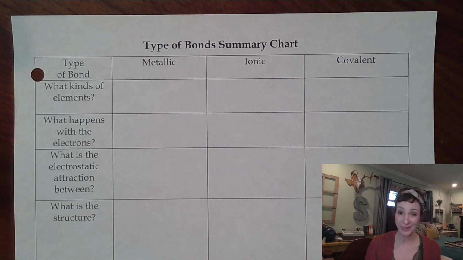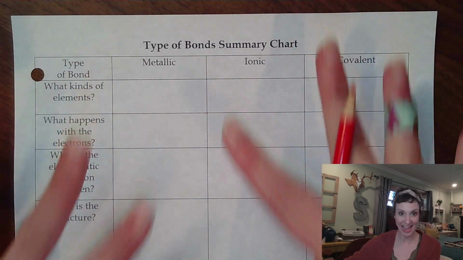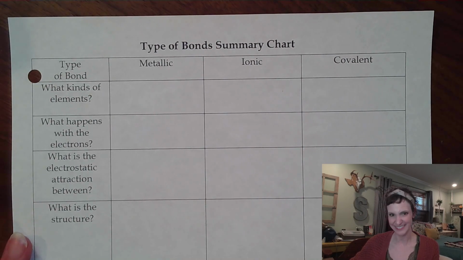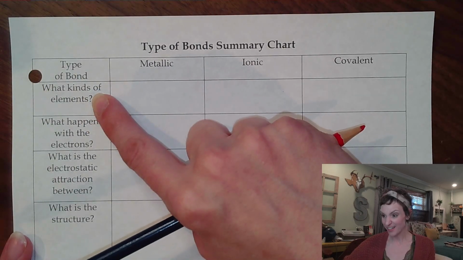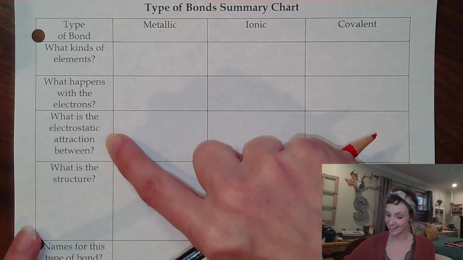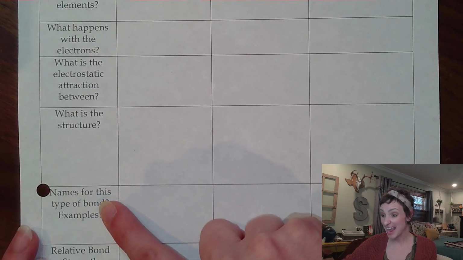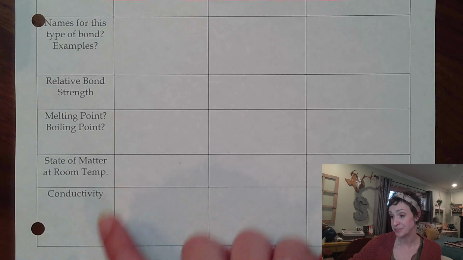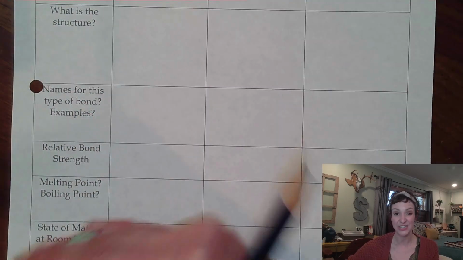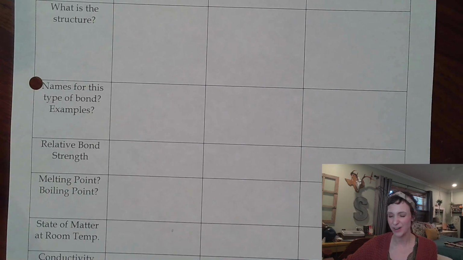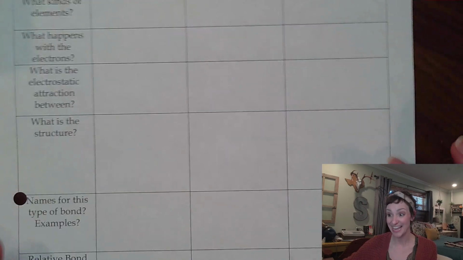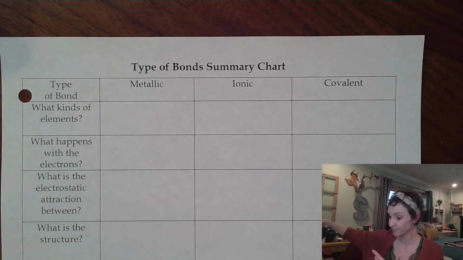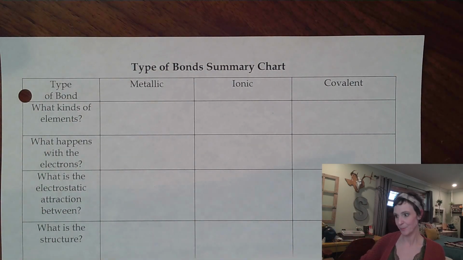So now that we know all the 3 different types of bonds, I thought we would have this amazing, fun way to summarize the differences in the 3 types of bonds. You guys, look at this. What kinds of elements? What happens? What is the electrostatic attraction? What is the structure? What are the names for this type of bond? Relative strength, melting point, boiling point, state of matter at room temperature, conductivity. These were the things that on each one of our notes sections for each one of my bond types, we really hit home. So now it's going to be really great to have it all summarized in one spot. So I thought, let's do more coloring.